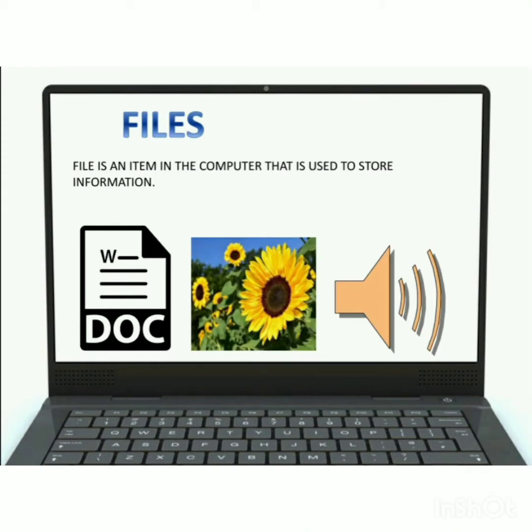Kids, a file, you can say, is a collection of data. It may be a document, a picture, a sound clip, a video, or anything. So you can collectively say that a file is an item in the computer that is used to store information. It is represented by an icon which makes it easy to recognize them.